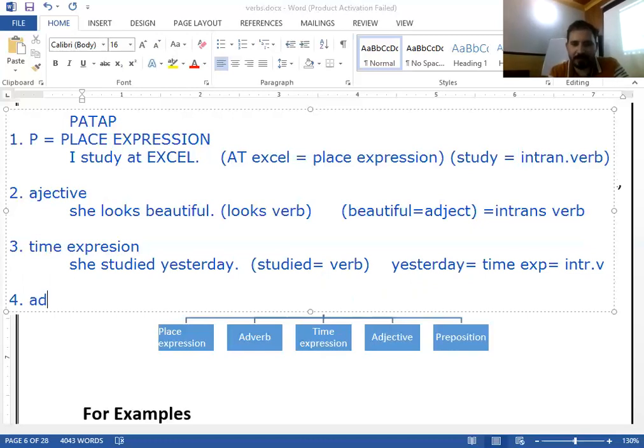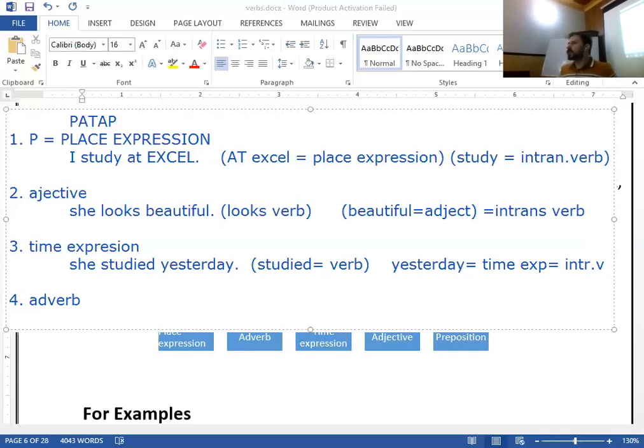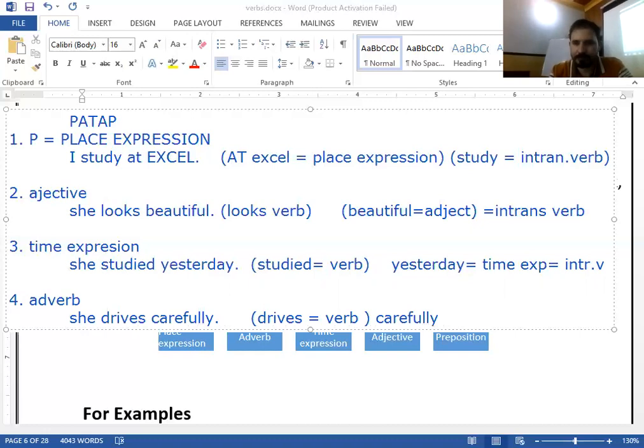A means adverb. When an adverb follows the verb, that will not be an object. For example, she drives carefully. Which is the verb? Drives is the verb. And carefully is an adverb. When an adverb follows the verb, it is an intransitive verb.